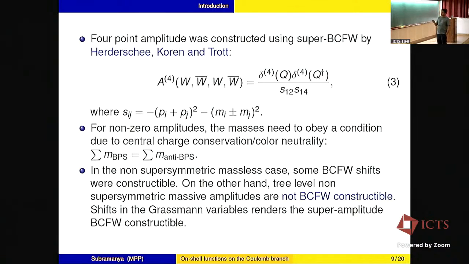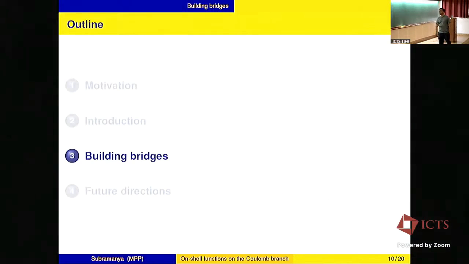And one more important thing to remark is that in super Yang-Mills, the pure Yang-Mills also has valid BCFW shifts, whereas in the massive case, there are no valid shifts for the non-supersymmetric massive amplitudes. So the supersymmetric Grassmann variables are crucial.